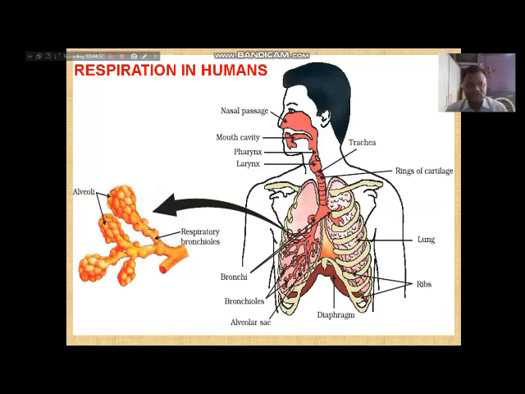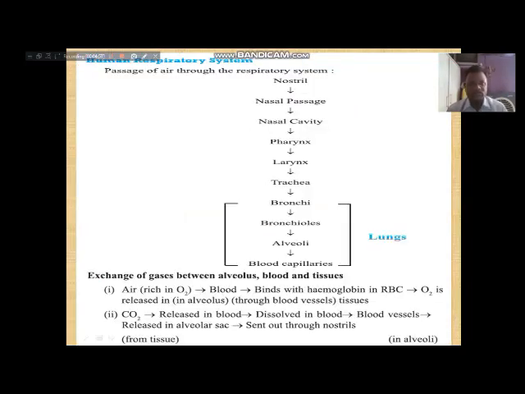So this is about how air can be moved from one area to another. Now this is the passage of air through the respiratory system. Everyone note this down, it is very important how the air enters and how the air comes out. The passage of air going in and coming out follows the same path. Here you can observe it.